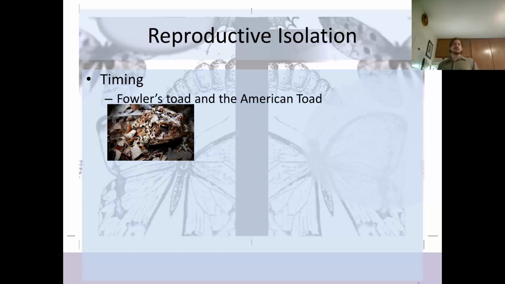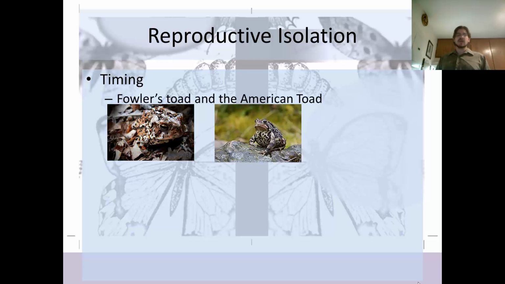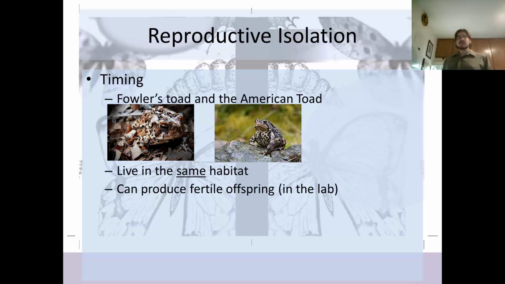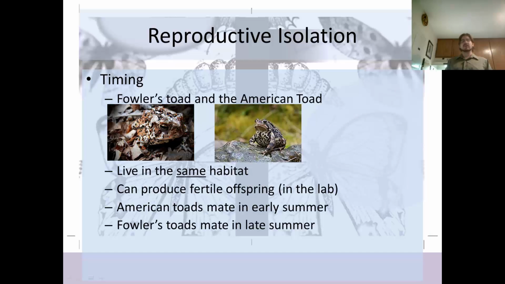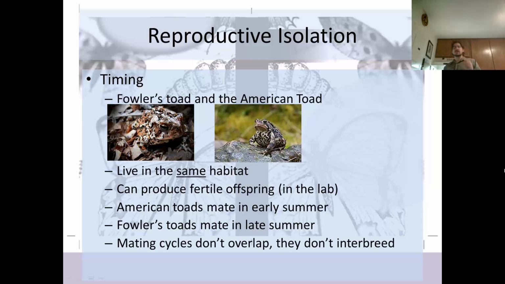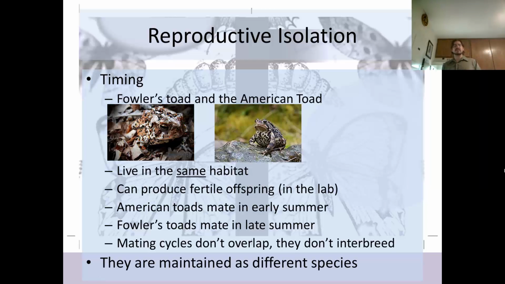Timing. Fowler's toads and American toads. Here's a Fowler's toad, and here's an American toad. They have some pretty different appearances, right? Well, they live in the same habitat. And in the lab, you can induce these toads to breed, and they'll have fertile offspring. But American toads mate in early summer, and Fowler's toads mate in late summer. And so they don't mate with each other. They don't interbreed. So they're different species.